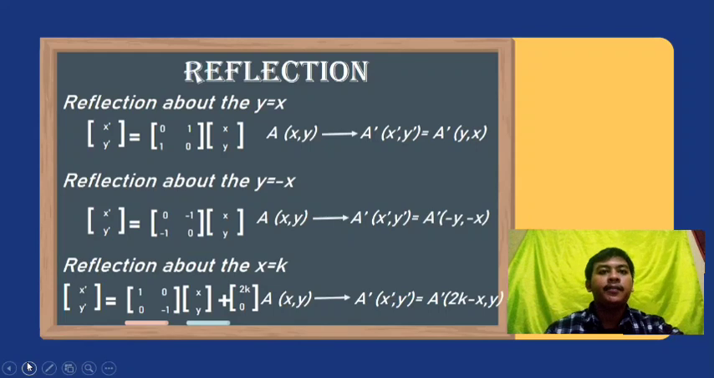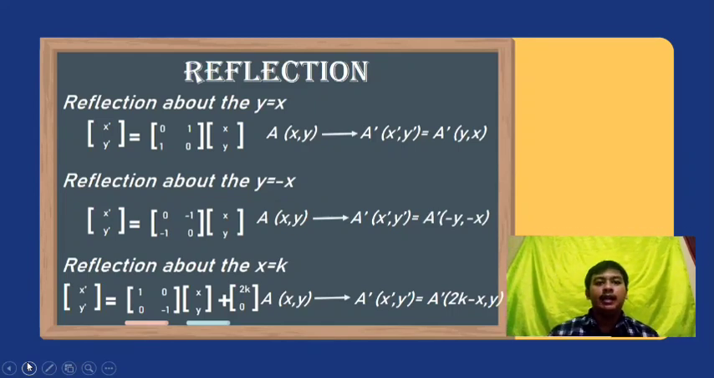Next, number 6, reflection about the line x equals k. The matrix will be plus by 2k, and the solution in A' will be (2k minus x, y).